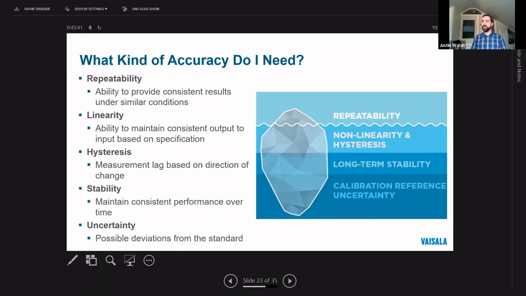Hysteresis, as I mentioned in our context, is the response rate of a sensor that is going from dry to wet or wet to dry. Traditionally, humidity sensors respond faster to increasing humidity and slower to decreasing humidity, as the sensor takes time to dry out.